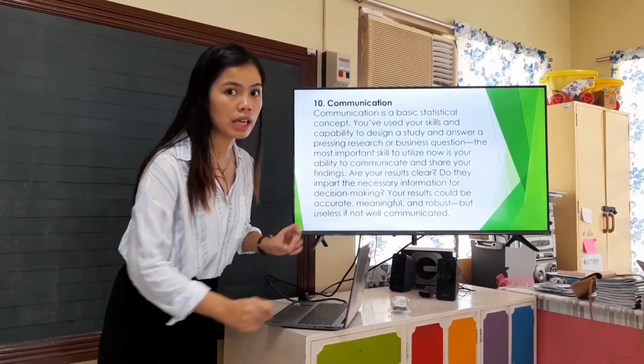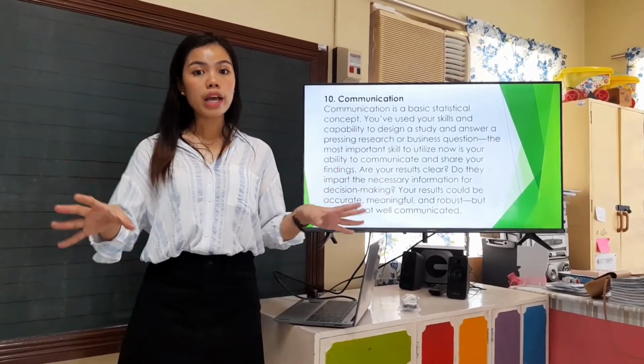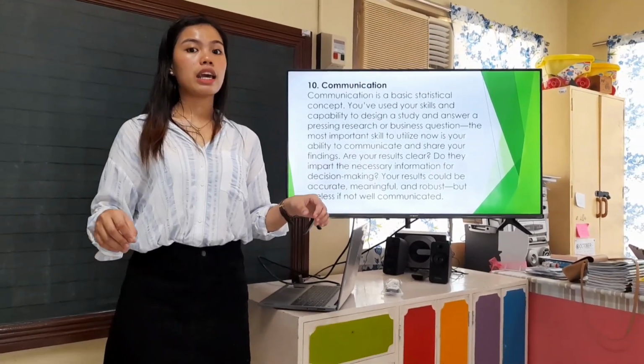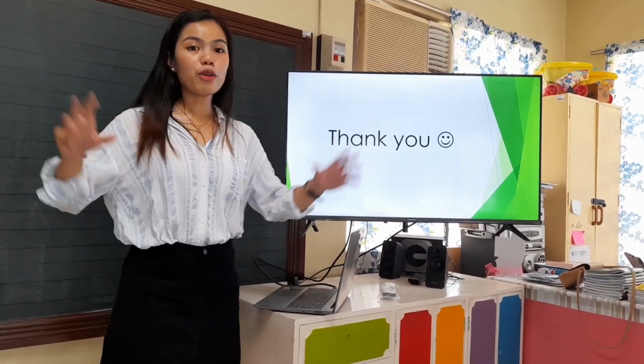So this is very well said. And yeah, it is one of the essential things that we need to consider in statistical research. So that would be all.